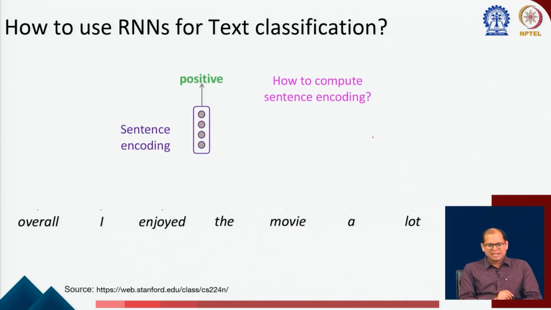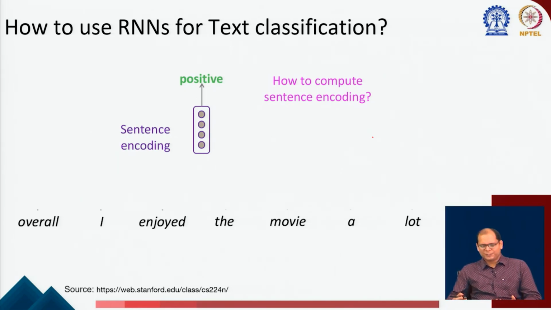Okay. Now coming to the last application, that is, how do we use RNNs for text classification? I mean the last application for this lecture. So consider this example: Overall I enjoyed the movie a lot. I want to find the sentiment for this, and typically for sentiment you may have 3 classes: positive, negative, neutral. Now how do I do classification, right?